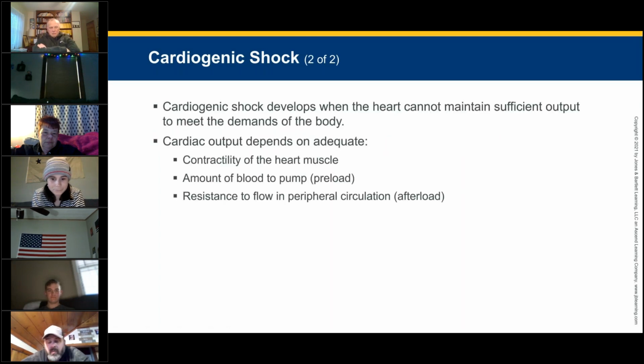Cardiogenic shock develops when the heart cannot maintain sufficient output to meet the demands of the body. Cardiac output is the volume of blood that the heart can pump per minute, and it's dependent on several factors. The heart must have adequate strength, which is largely determined by the ability of the heart muscle to contract. The heart muscle must receive adequate blood to pump, which is called your preload. And the resistance to flow in the peripheral circulation must be appropriate, which is called your afterload.